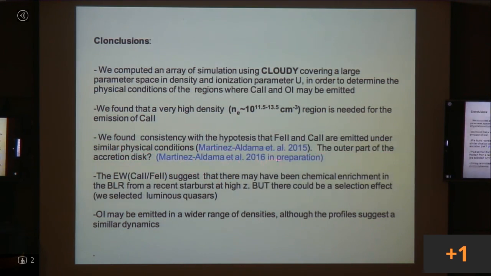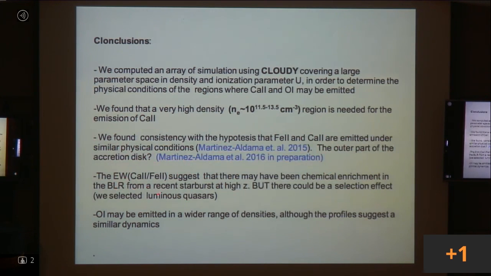What is this in preparation? So all these models were done using clouds. But presently, we are working on a disk, a Shakura-Sunyaev accretion disk.